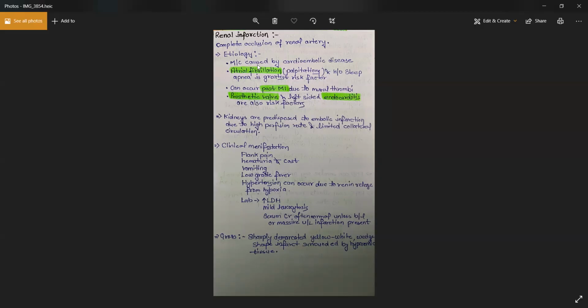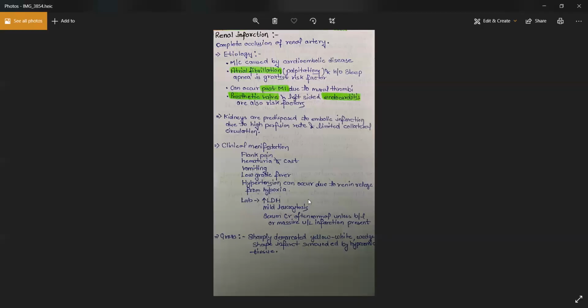The patient will have a history of palpitation or chest pain, or a history of fever, murmurs, endocarditis, or valves. Features: flank pain will be there. Hematuria without any casts, vomiting, and low-grade fever will be there. Hypertension will be there. A high level of LDH and leukocytosis will be there. Serum creatinine is often normal if it is unilateral. If it is bilateral, then only can you have a rise in serum creatinine.